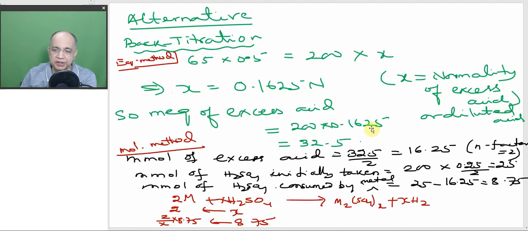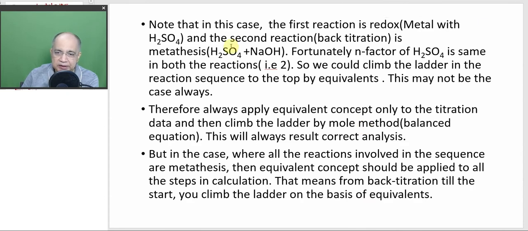Now let us proceed. I have already told you this. Note that in this case the first reaction is a redox reaction and the second one is a metathesis. Fortunately, the n factor of sulfuric acid is the same in both reactions, that is 2. So we could climb the ladder in the reaction sequence to the top by equivalence. This may not be the case always.